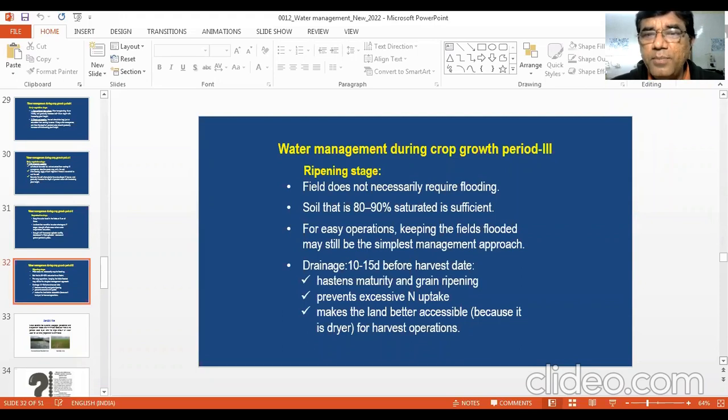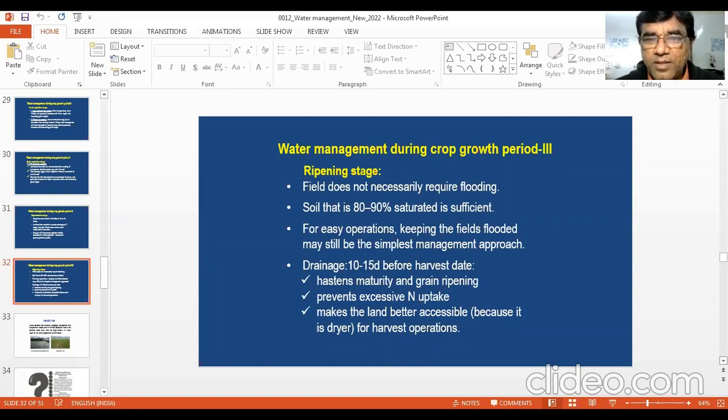For easy operations, keeping the fields flooded may still be the simplest management approach. However, it is not necessary. And also it is recommended to drain the soil 10 to 15 days before harvesting date. So many times it is recommended to drain out the water if there is standing water in the field, at least 10 to 15 days before the harvest. So it hastens the maturity and grain ripening. So it brings your maturity slightly early without affecting the yield and prevents excessive nitrogen uptake.